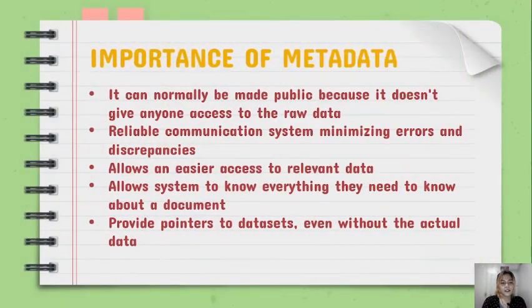Now, the importance of metadata. Considering metadata is not the actual information, it can normally be made public because it doesn't give anyone access to the raw data. It also allows the communication system to be reliable by minimizing errors and discrepancies. It also allows easier access to relevant data and allows the system to know everything it needs to know about the document and provide pointers to datasets even without the actual data.